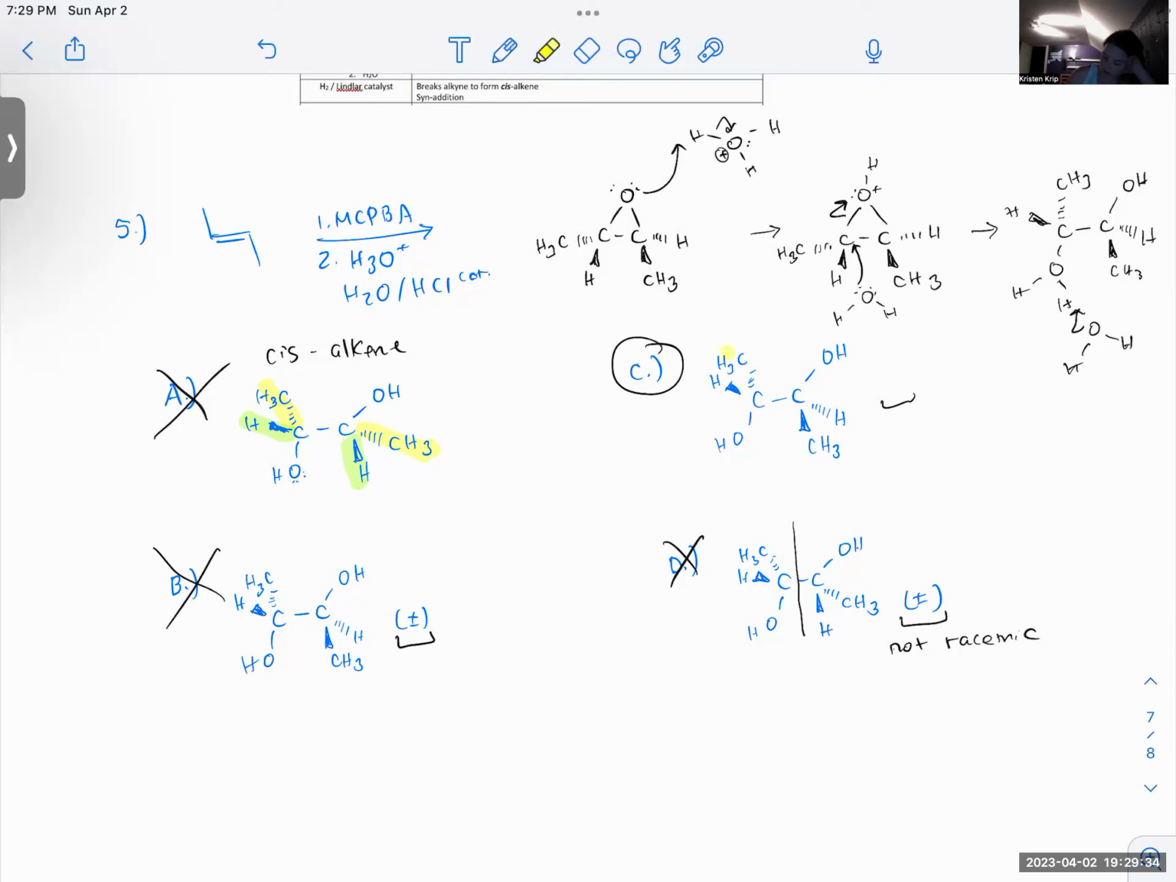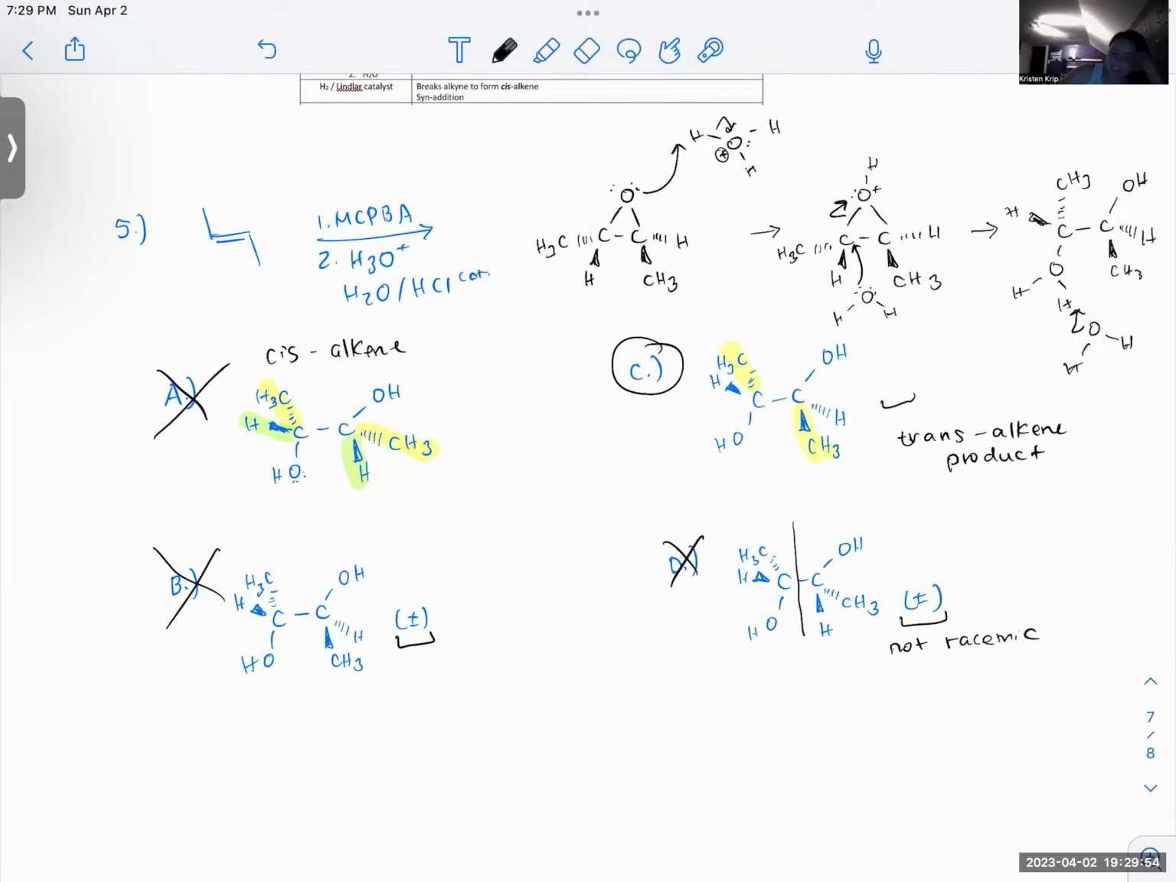And we can see here methyl is pointing away, methyl is pointing towards. So this ends up being the trans alkene product. Does that make sense? Yeah, it totally does. It completely cleared it up for me.